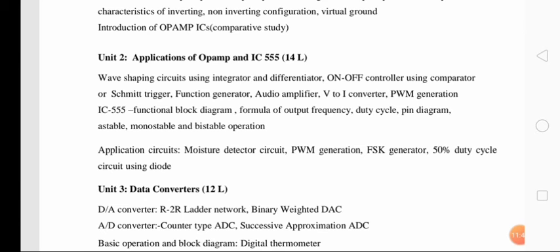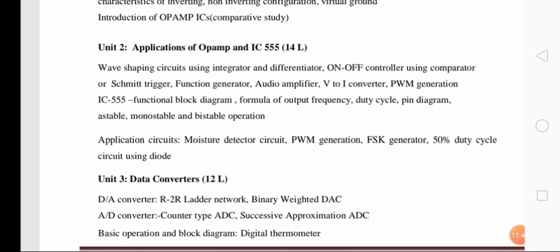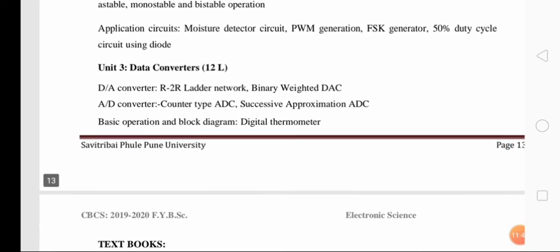After learning IC 555, I am going to explain its applications. What is the application of IC 555? Let us consider the moisture detector circuit. What is moisture? You know that moisture can be detected by IC 555. It is also known as a moisture sensor. So this is the moisture detector application that I am going to explain in chapter 2.